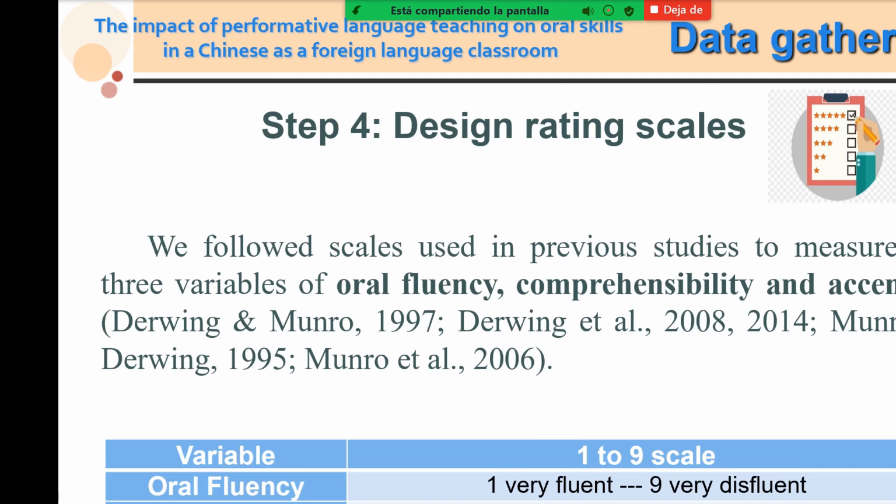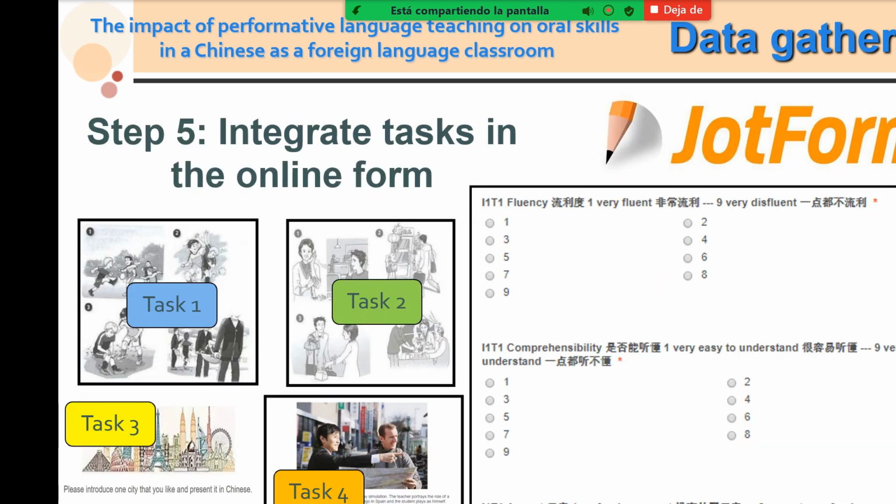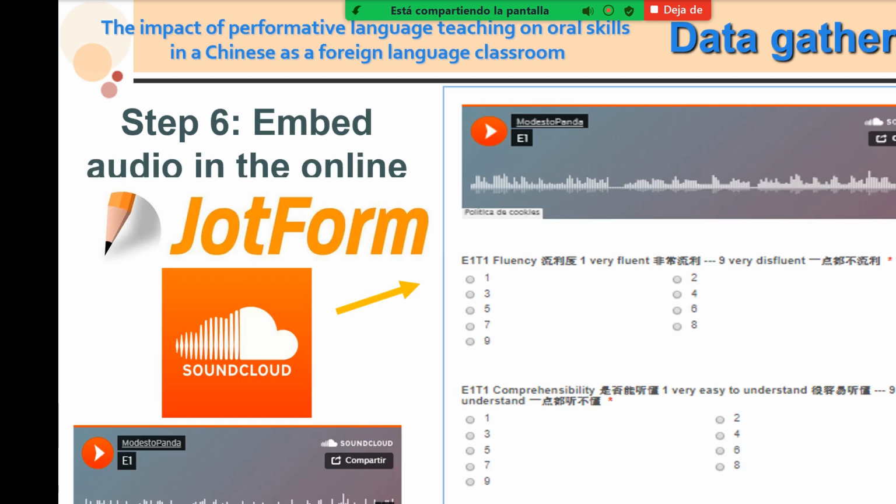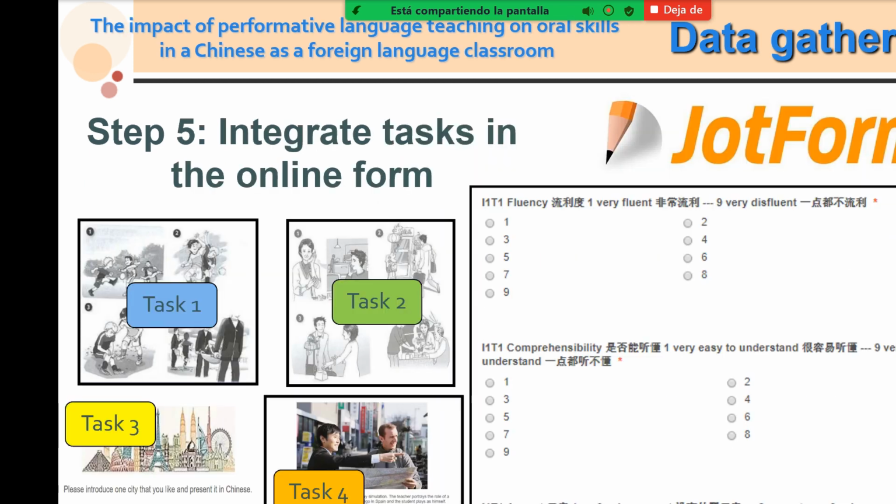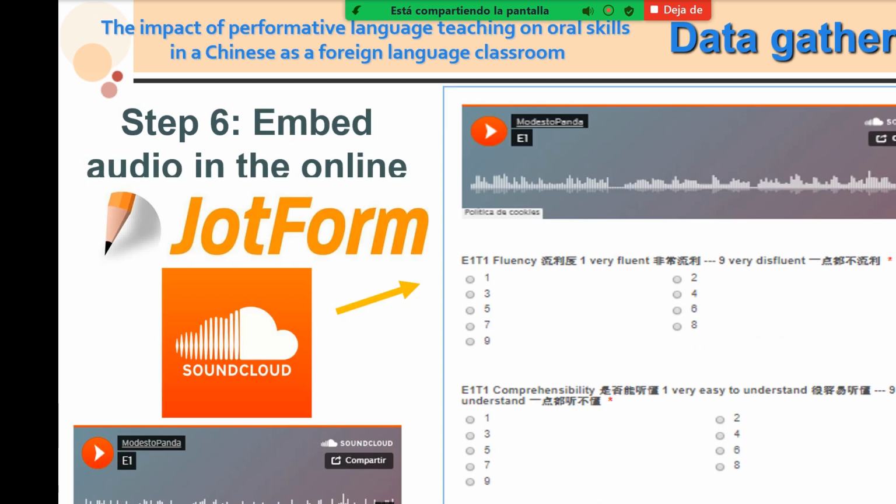Then we designed the rating scales. We have a scale, and we follow these studies from Canadian and American researchers that they did in the past. So for us, 1 is the best grade and 9 is the lowest. We follow exactly the same as they did. So 1 is high, 9 is poor. Then we integrate the task forms in an online form using the software called JotForm. And then we integrate everything.